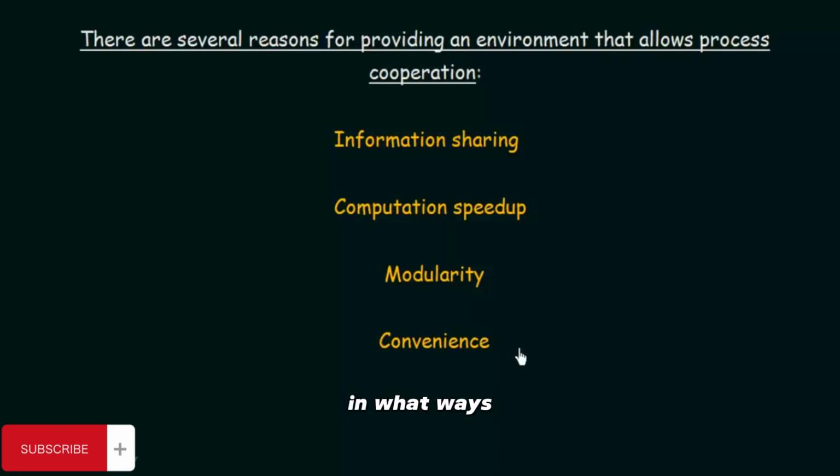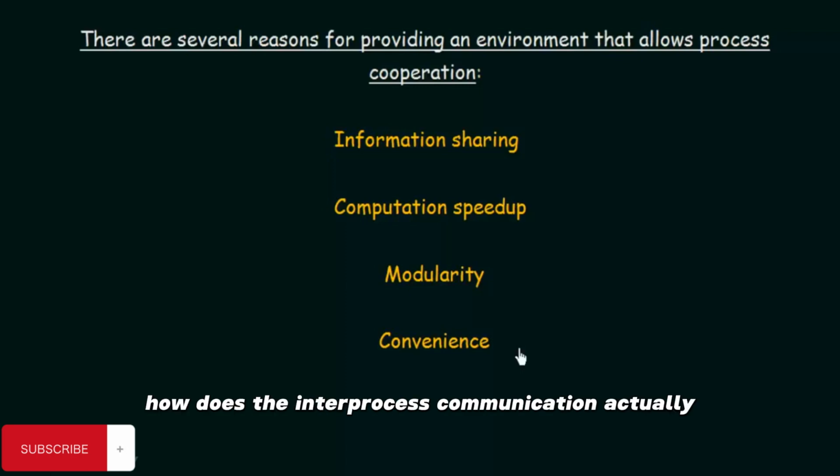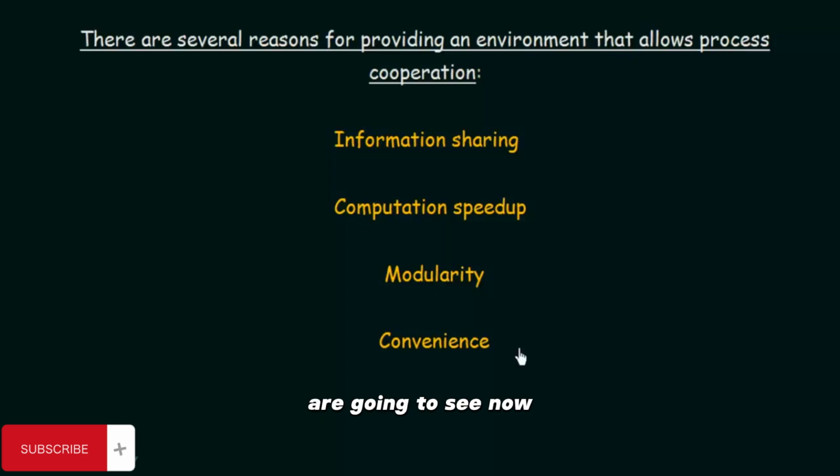Alright, so these are the reasons why we need to provide an environment that allows process cooperation. Now let us see in what ways we can let the processes cooperate or communicate with each other. How does interprocess communication actually take place? That is what we are going to see now.